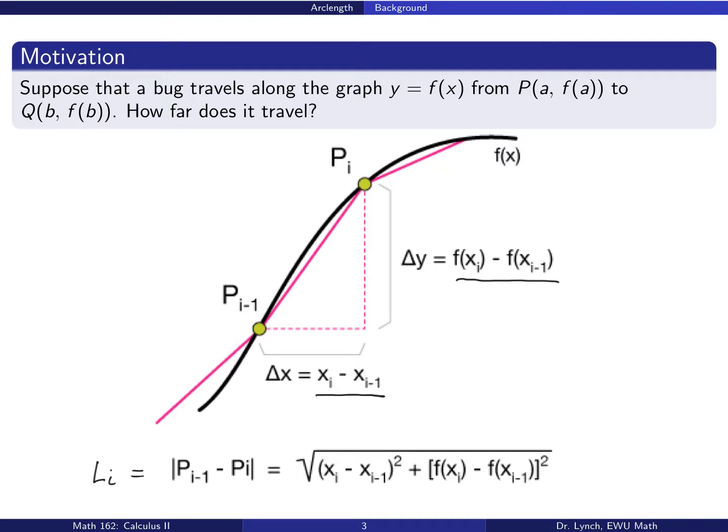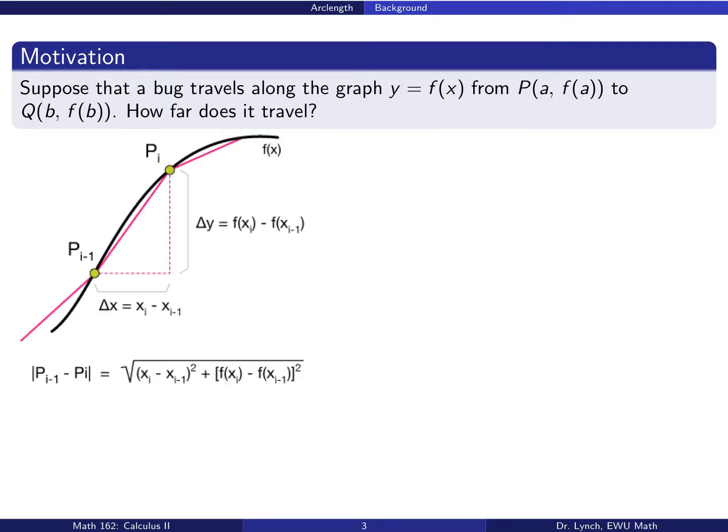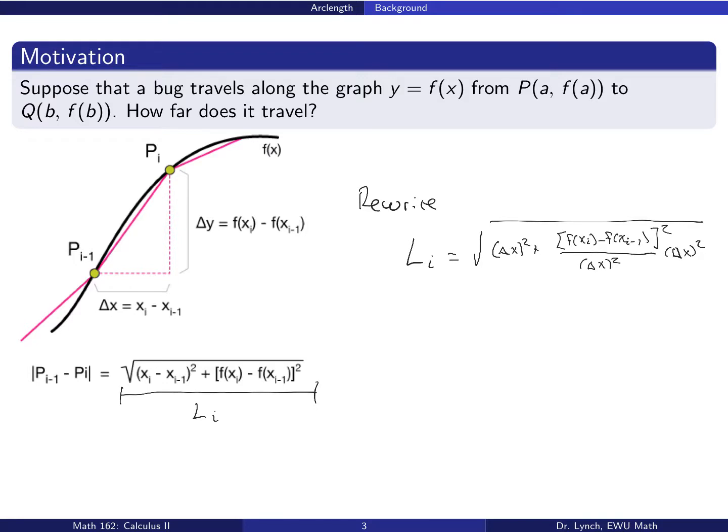So we'll go ahead and manipulate this as follows. I'll look at that length L sub i and manipulate the inside, expressing x sub i minus x sub i minus 1 as delta x, and then multiplying and dividing our expression, f of x sub i minus f of x sub i minus 1, squared, also by delta x squared. We can see, therefore, that we can factor out a delta x.